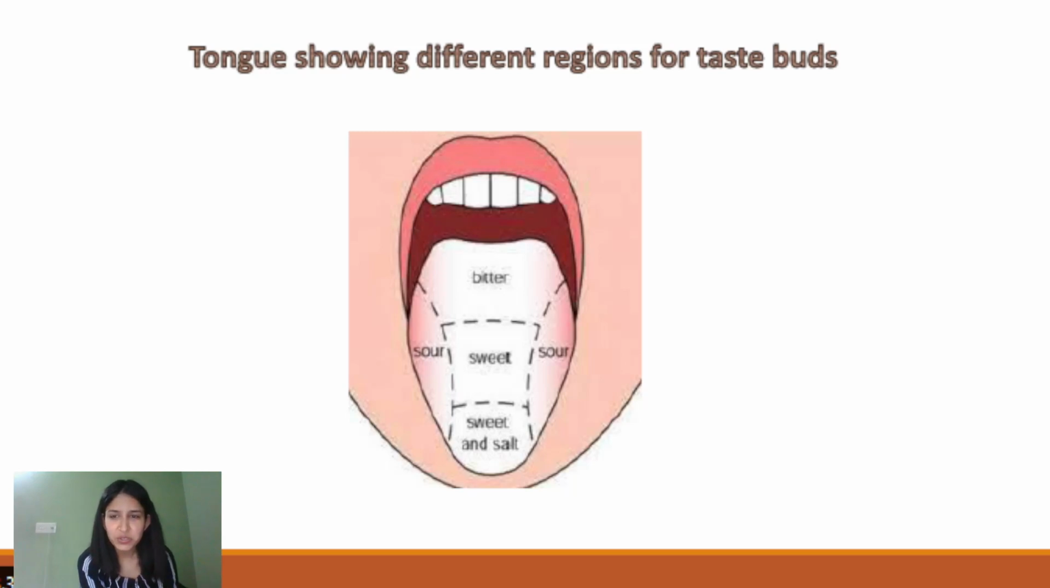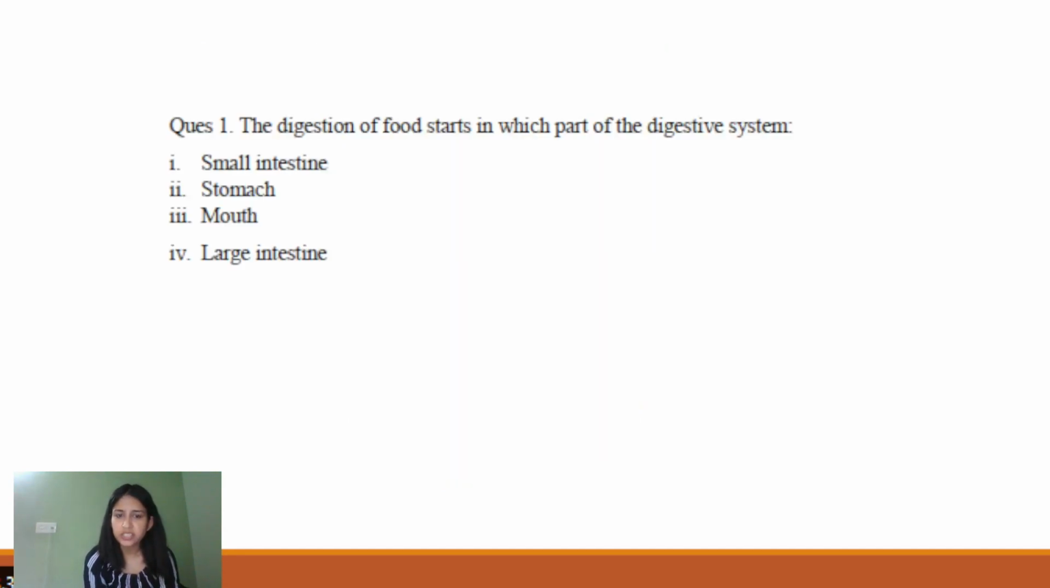Yes, because sometimes we are not able to differentiate in which part of the tongue we are feeling which taste. But yes, sour is on the sides, bitter is at the bottom, or we can say the back of the tongue, then sweet at the center, and sweet and salty at the top of the tongue, or in the beginning of the tongue.